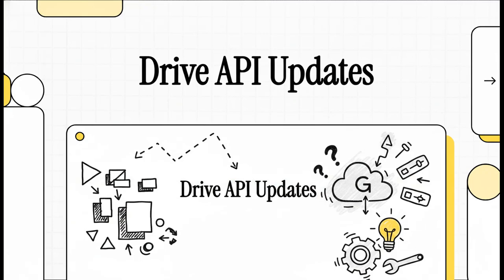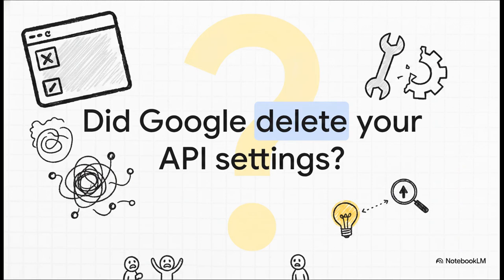Picture this. Your deadline is literally hours away. You're following a Google Drive API tutorial step by step, carefully setting up the backend for your latest project. But you look at your dashboard and absolutely nothing matches. The settings you desperately need, completely gone. So did Google just casually delete your API settings?